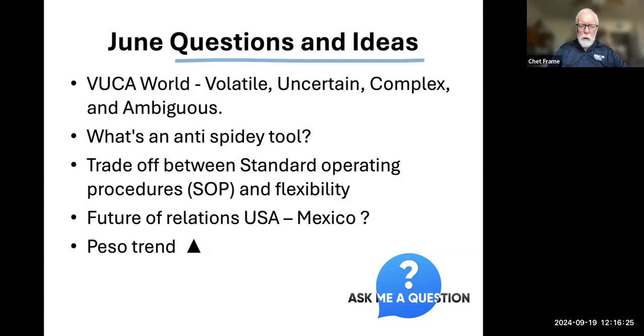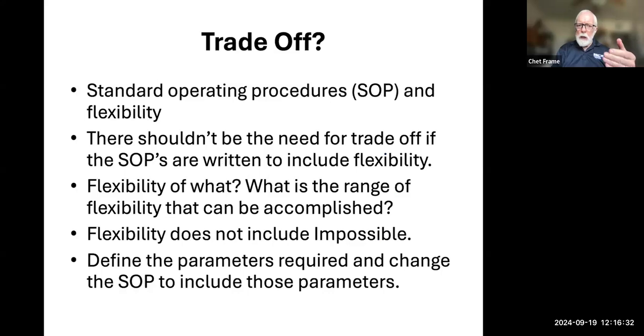And the answer, my answer to that is if your standard operating procedures are written correctly, they should include flexibility. But when we do that, we have to look at flexibility of what? Is it flexibility on when we can receive an order, flexibility on how quickly we can get that order processed, flexibility on how the process itself is going to work? So we sort of have to define what flexibility, how can we make it bigger, how can we make it smaller kind of things. And then what's the range of flexibility that can be accomplished?